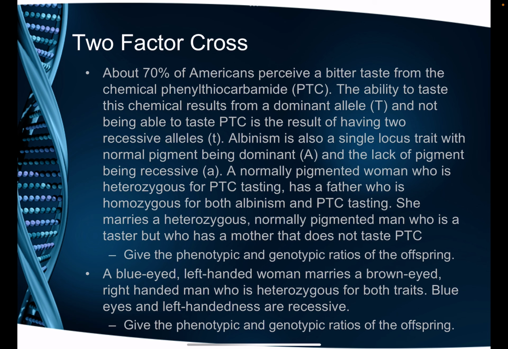Let's look at this first one. It says about 70% of Americans perceive a bitter taste from the chemical phenylthiocarbamide, or PTC. If we were in class, we would actually taste this. We will do it when we come back, so y'all just remind me. The ability to taste the chemical is a result of the dominant allele, big T. So I'm going to make a note that the big T is a taster, okay? That means the little t is a non-taster. And it goes on to say that not being able to taste PTC is a result of having two recessive alleles, little t, okay?